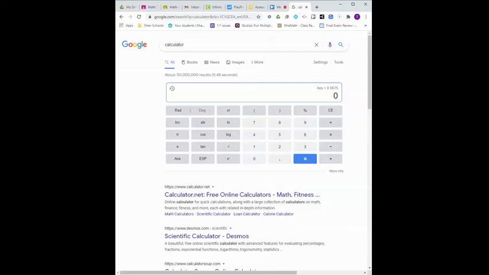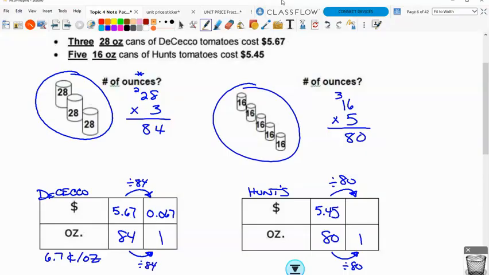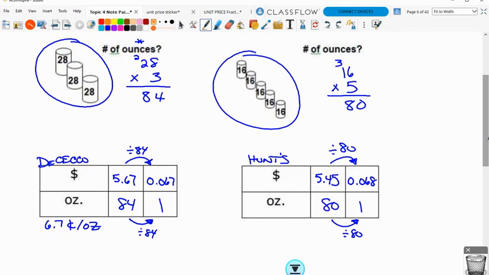So let's punch into our calculator $5.45. We're going to divide that by 80. And again, we get a dollar price that is below $1. So we're going to take the first 3 decimal places. In this case, 0.068 is what we're going to record in. So let's record that as the unit price, 0.068. And again, we're going to need to convert that into cents. So we're going to move that decimal place twice to the right, which means that this is going to be 6 8/10 cents per ounce of tomatoes for Hunt's.